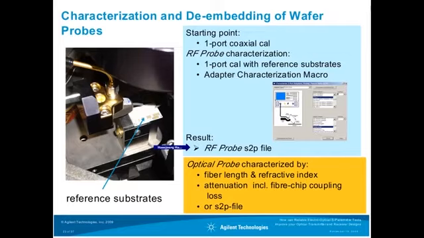Similarly, you can employ the same principles for an optical probe. Optical probes can also be characterized by key factors like the length of the probe, the fiber length of the probe, together with the refractive index. You can also use the attenuation of the probe, that means basically the attenuation which is determined by the fiber-to-chip coupling, or you can even use the S-parameter file of such a piece of fiber.